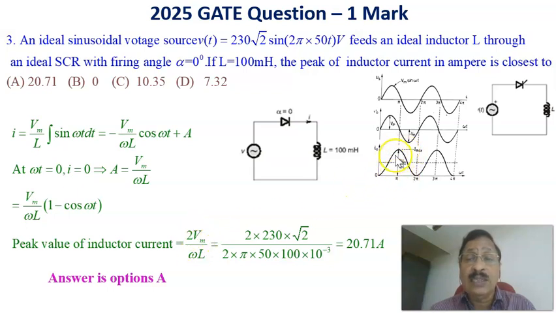This is the peak value of the inductor current, and it can be calculated as 2 into Vm, which is 230 into root 2, divided by omega, which is 2 pi into 50, into the inductance value 100 millihenry, that is 100 into 10 raised to minus 3. This equals 20.71 amperes. So the peak value of the current is 20.71 amperes, and the answer is option A.